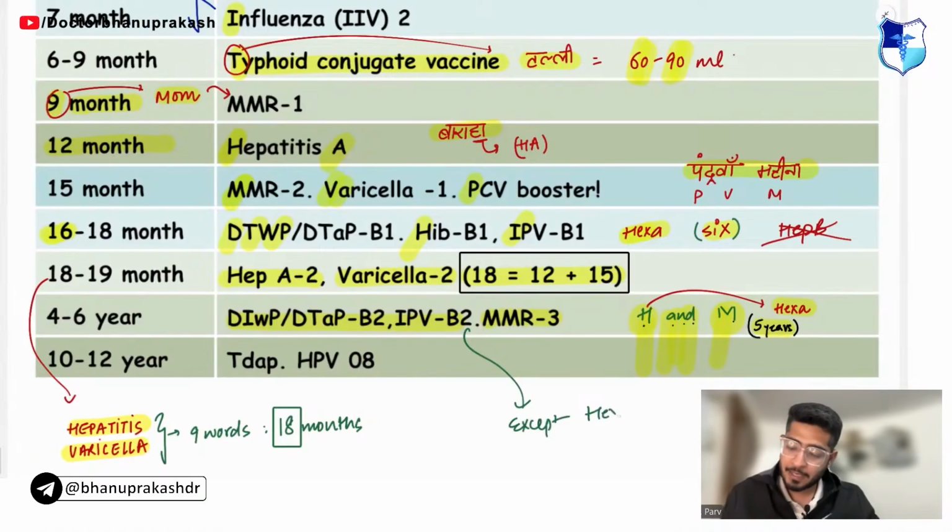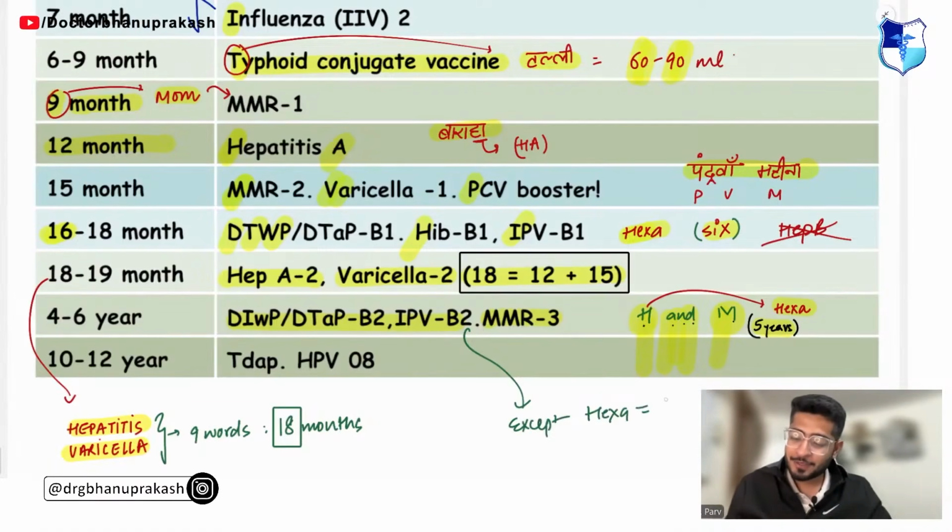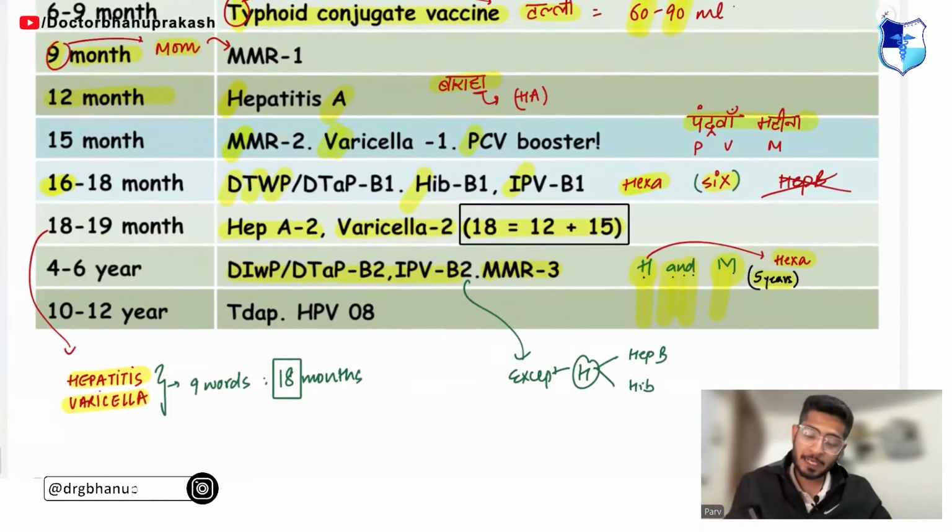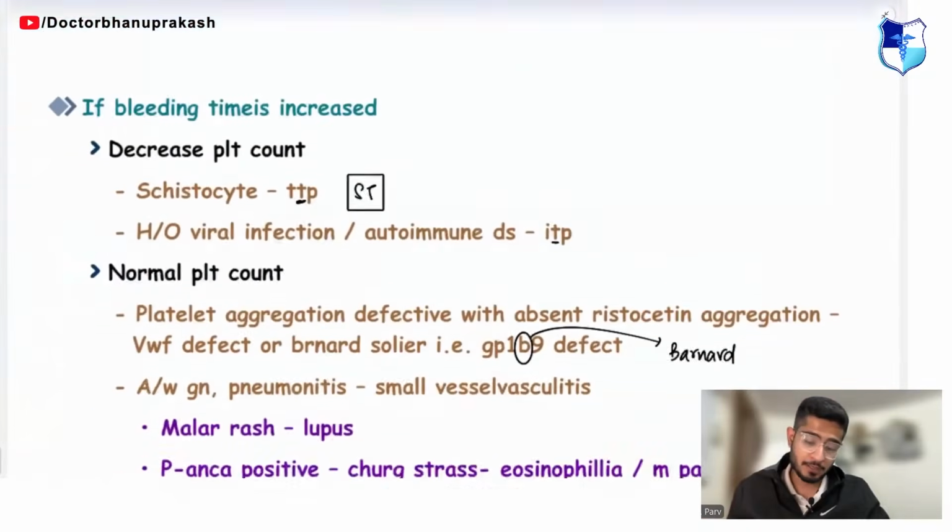So all the components of hexa are going to be there except H. You're not going to have hepatitis B also. You're not going to have HIV also. And 10 to 12 years, of course, Tdap, you have to understand.